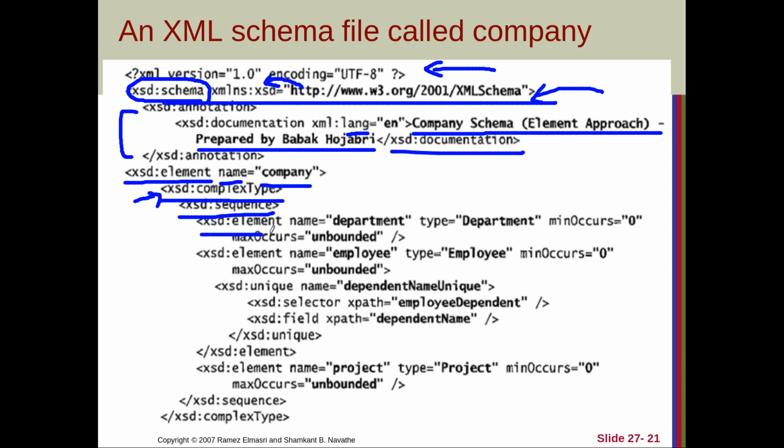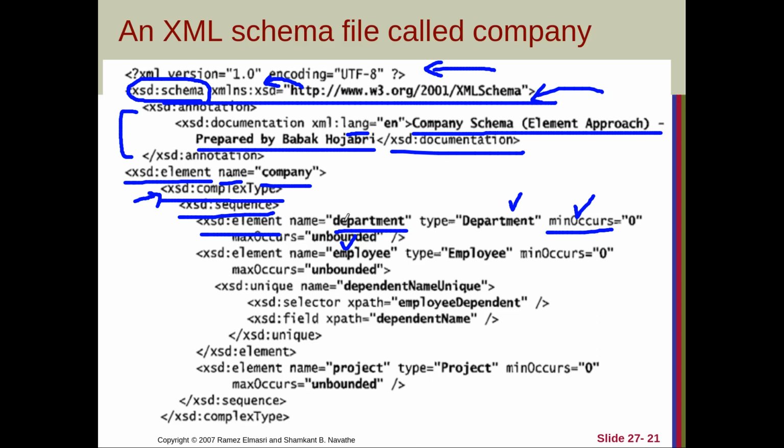First one is xsd:element name equal to department. So company consists of one element, department. Its type is equal to department, and minimum occurrence is 0 and maximum occurrence is unbounded. So in DTD we are using plus, star, question mark. Here it is done directly by using attributes like minOccurs and maxOccurs. Minimum 0 times or maximum any number of times. This department is followed by company. I hope it is clear.